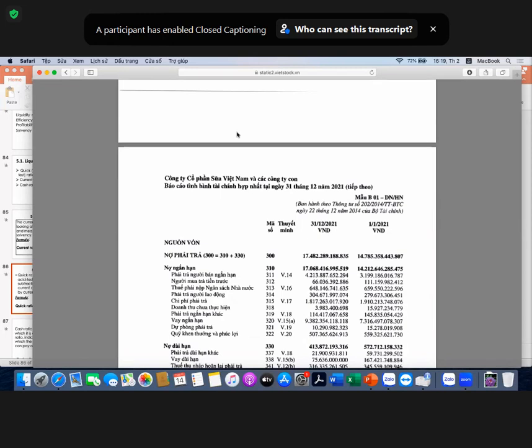So what does this number mean? It means in 2020, for every đồng of current liabilities, Vinamilk has $1.71 of easily convertible assets.